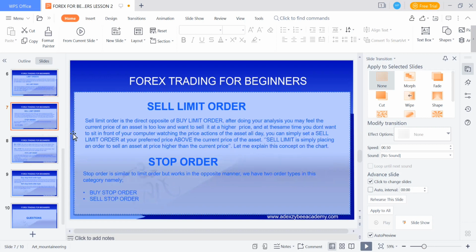Okay. Now the other side of it is sell limit. I already explained it. Sell limit order is the direct opposite of buy limit order. After doing your analysis, you may feel the current price of an asset is too low. You want to sell it at a higher price. And at the same time, you don't want to sit in front of your computer watching the price action of the asset all day. You can simply set the sell limit order at your preferred price above the current price of the asset. That means you are selling it at a higher price. Sell limit is simply placing an order to sell an asset at a price higher than the current price.